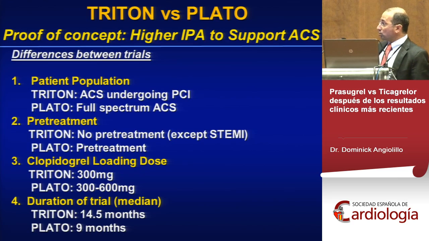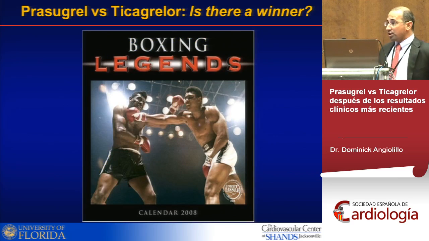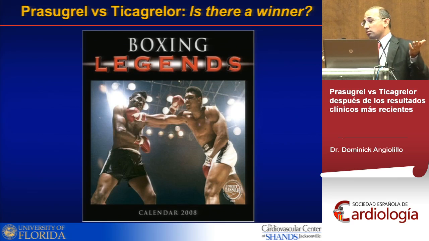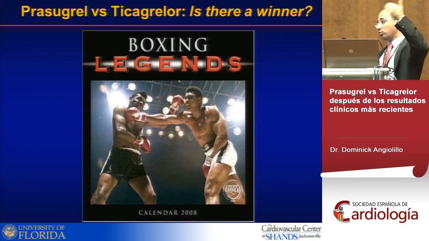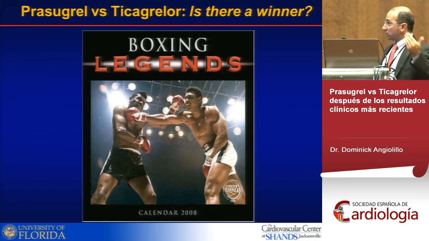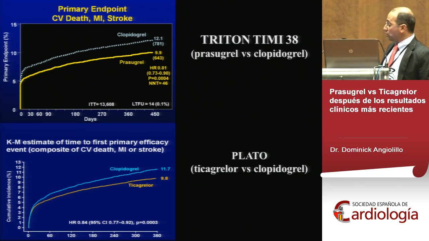So the question is, is there a winner between the two drugs? And my answer is no. I think they're both winners, because both trials support the concept that using a more potent drug compared with standard clopidogrel in a high-risk setting, such as patients with ACS, you do have a significant reduction in ischemic events. Here you see the Kaplan-Meier curves with prasugrel. Here you see the Kaplan-Meier curves with ticagrelor.